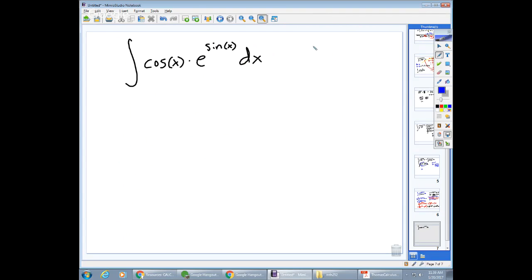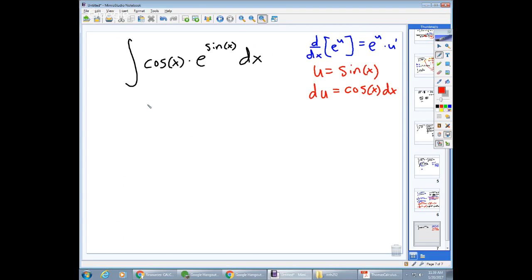Yeah, so I think you're saying, if I take the derivative with respect to x of something like e to the u, the derivative will be e to the u times u prime, which is precisely what I have here, right? Derivative of the sine is the cosine. So then I think we should let u be the sine of x, because then what will du be? Cosine of x, yeah, dx.